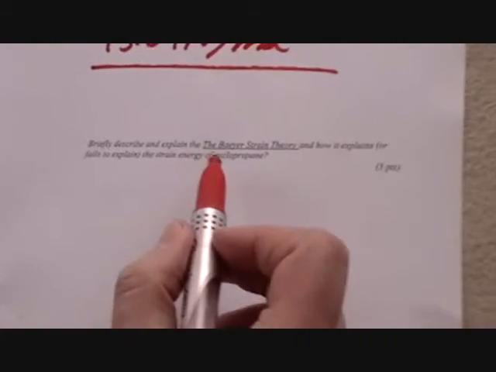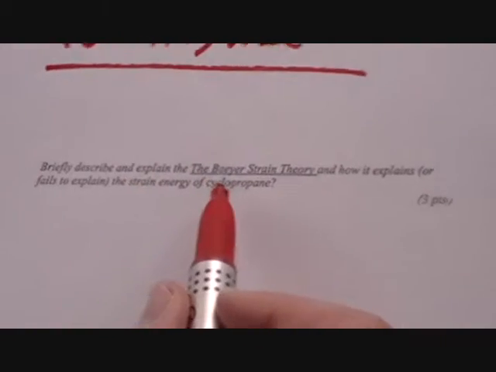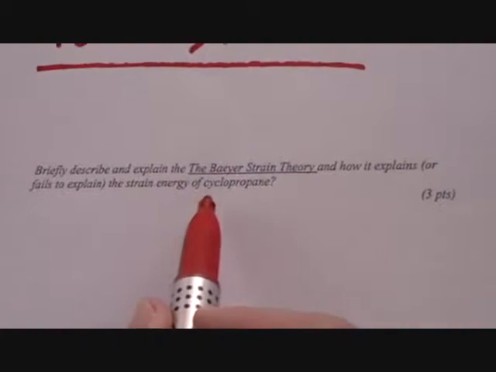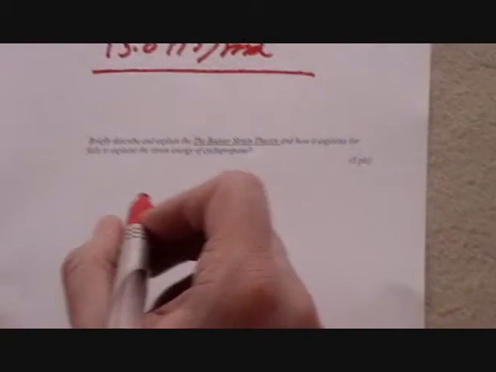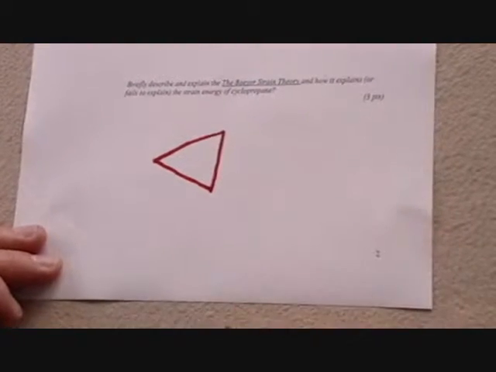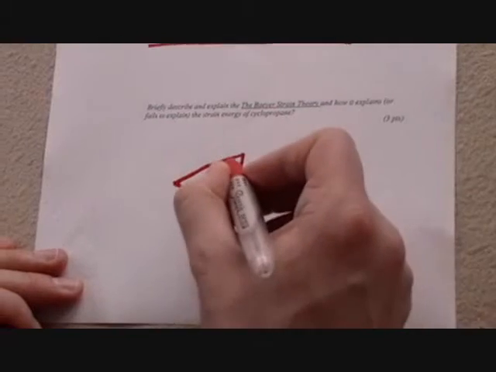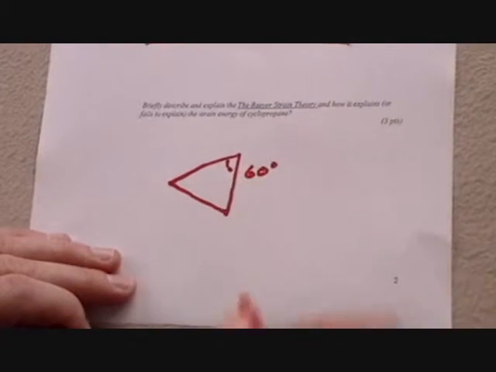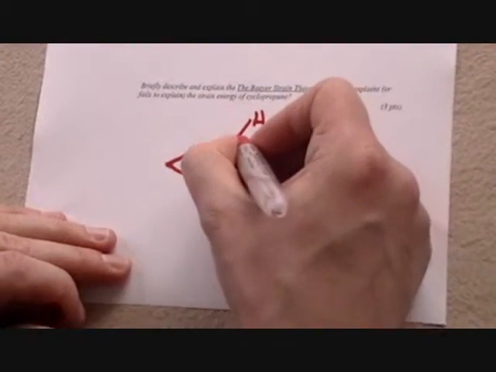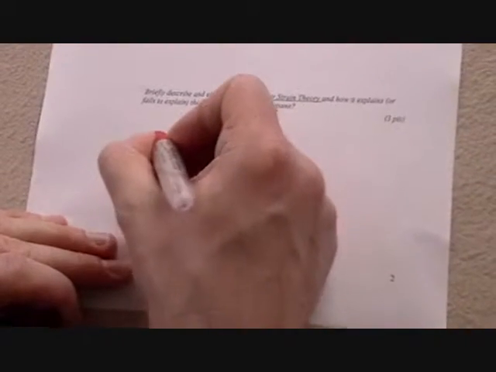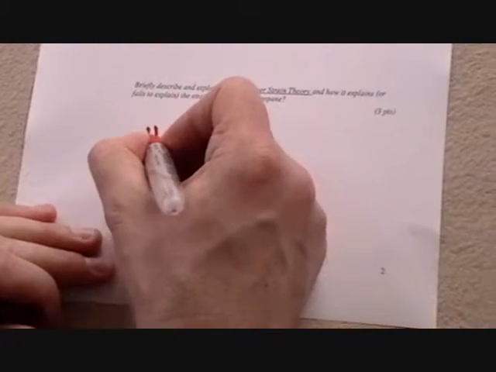Moving on to the last problem on this page, we're asked to briefly describe and explain if the Baeyer strain theory explains how we get the strain energy from cyclopropane. So a cyclopropane molecule with 3 carbons in the main ring. That 3-membered ring gives us a bond angle each time of 60 degrees, and we get hydrogens above and below the plane which are stuck in an eclipsed conformation.